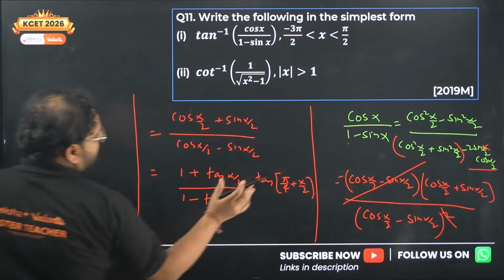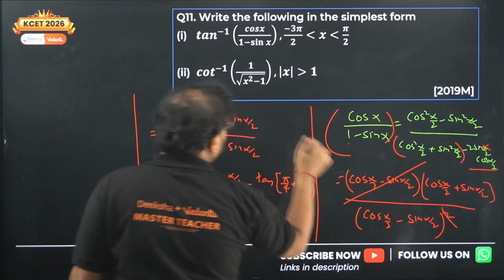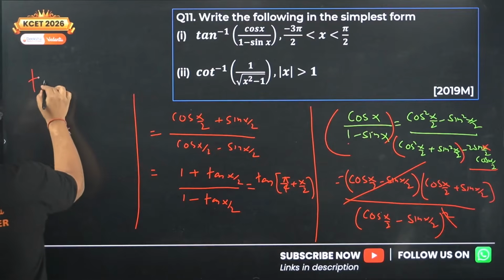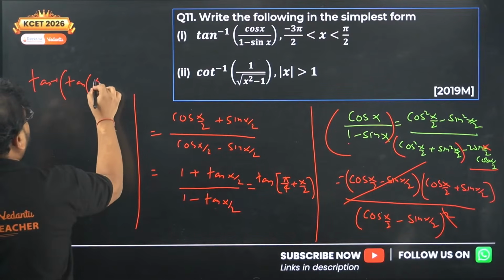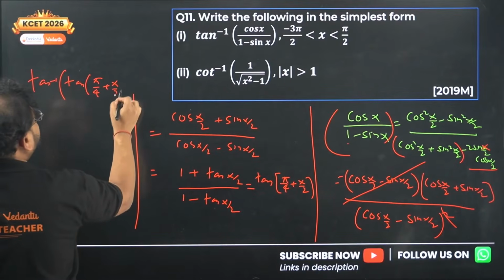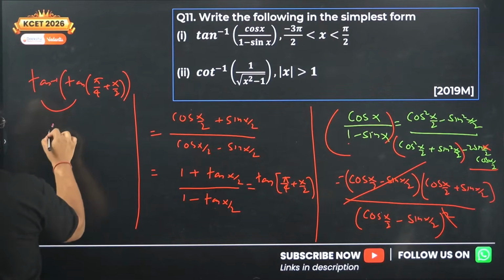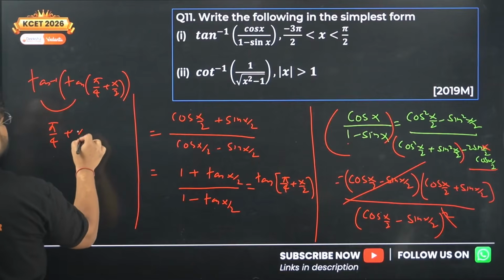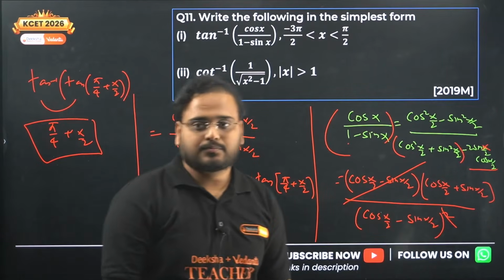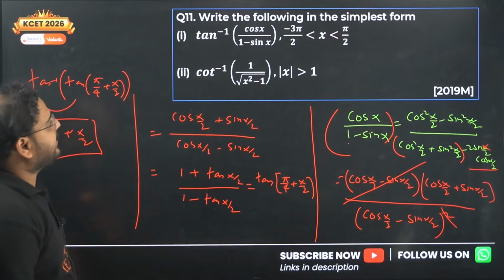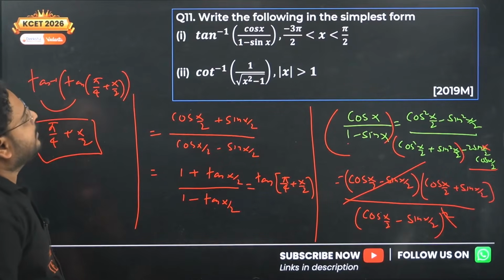Now the last step. We got this for this thing. Put it back in the equation. Tan inverse of tan of (pi by 4 plus x by 2). What's the answer? Pi by 4 plus x by 2. This question has been asked in the CDS also. Okay? Alright? Okay, sir. Next what?